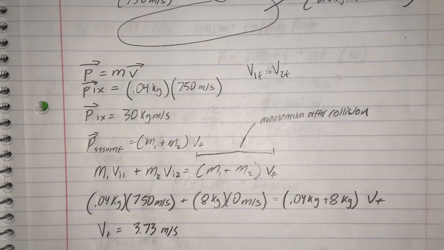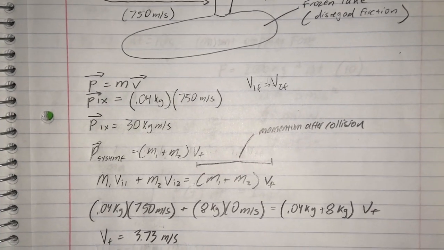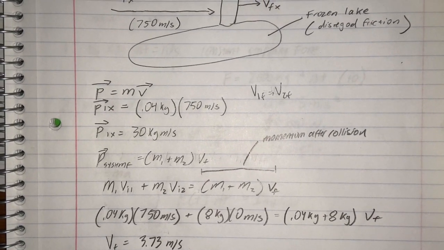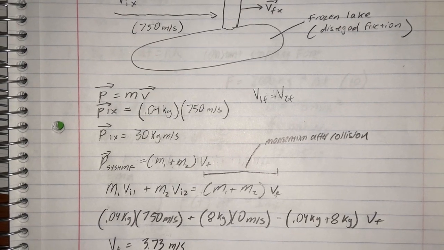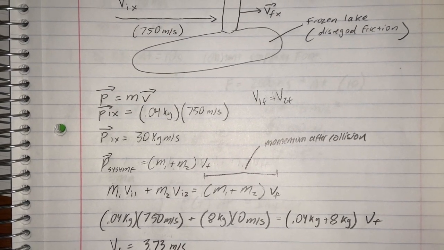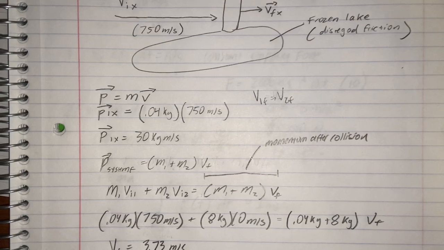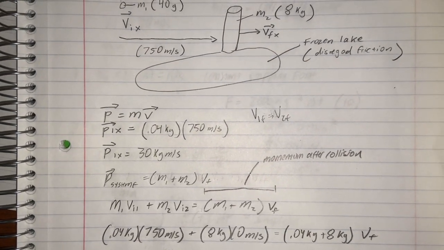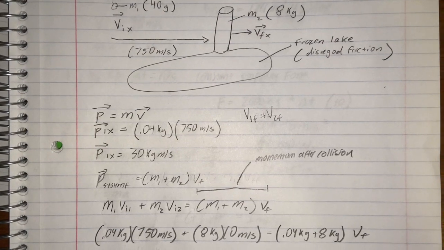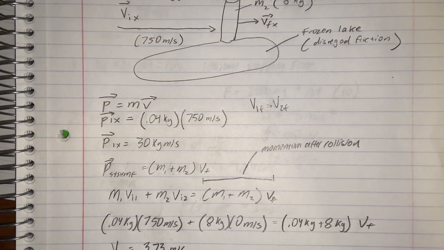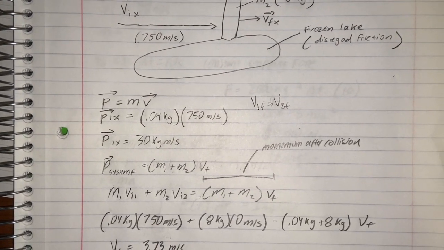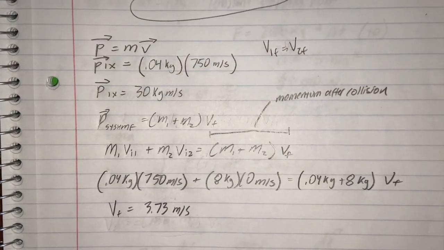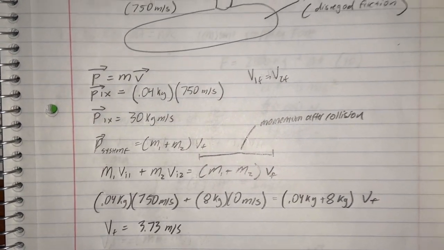So we end up getting that on the left side, the mass times the initial velocity of the bullet plus the mass of the log times the initial velocity of the log, which was 0, is equal to the combined mass times the final velocity, which is what we're solving for, and we get an answer of 3.73 meters per second.